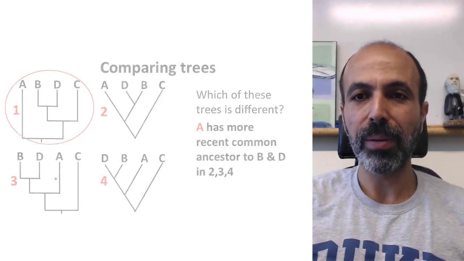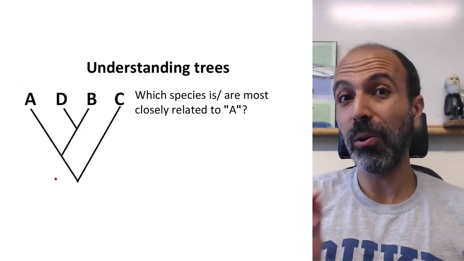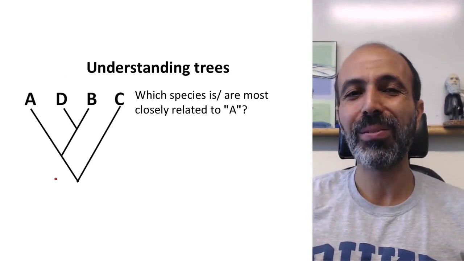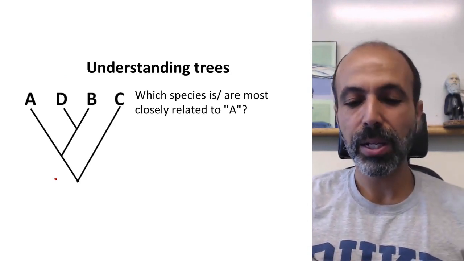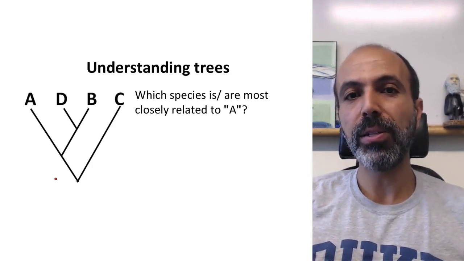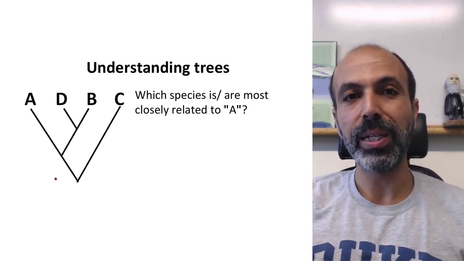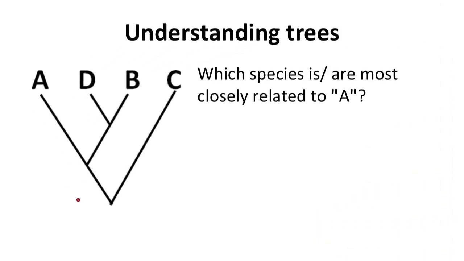Let me give you another try. I'll warn you ahead of time, you may consider it somewhat of a trick question, but I hope it helps you understand the concept. Looking at this, which species is or are most closely related to species A? So pause the video, think about it for a second, and then take the quiz.